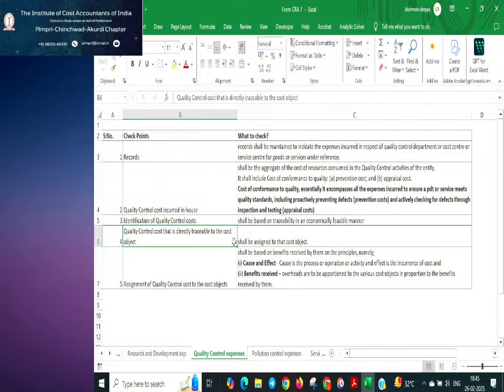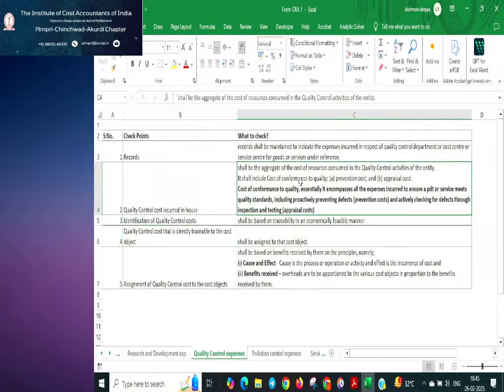So quality control has become the norm for many companies. So they have their own quality control department. So for that department also they will be having cost booked. So that will come under quality control expenses. Quality control cost incurred in-house. So what is it that they are talking about? It is the aggregate of cost of resources consumed in the quality control activities.